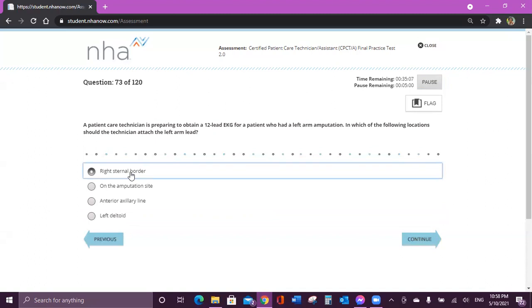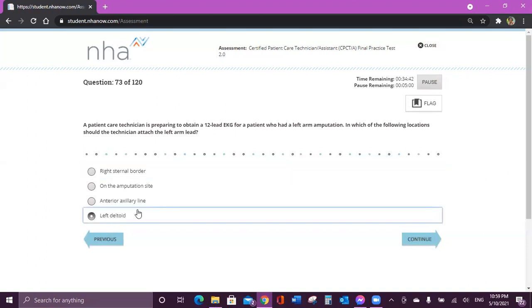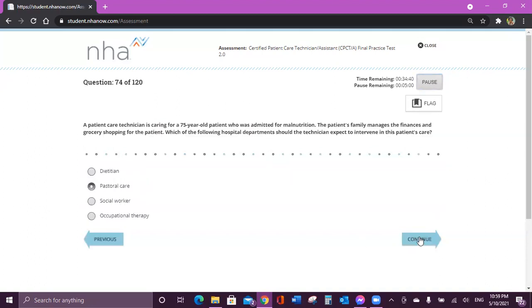Yeah, but a patient care technician is preparing for a 12-lead EKG for a patient who has a left arm amputated. In which of the following locations? You can't place it there, so you have to place it anterior. I think the purple one, on the left. Pick whichever you think. I'm looking for my glasses, I can't see what I'm reading.